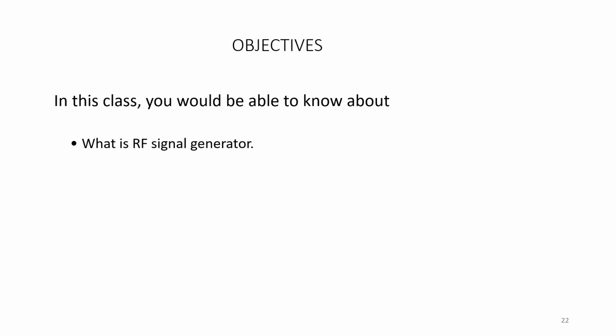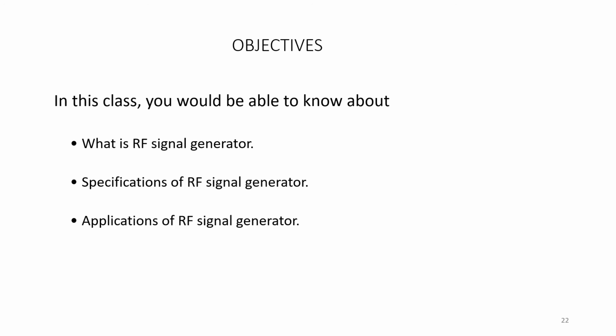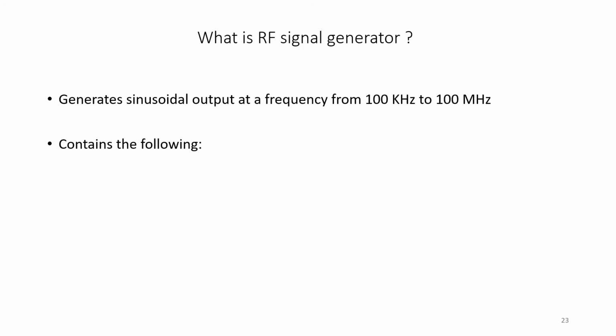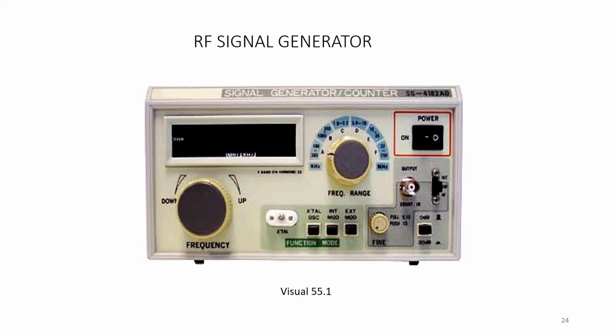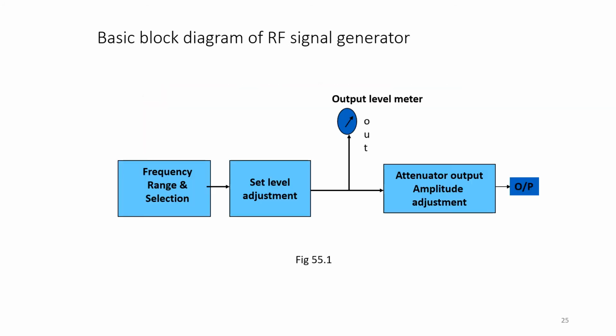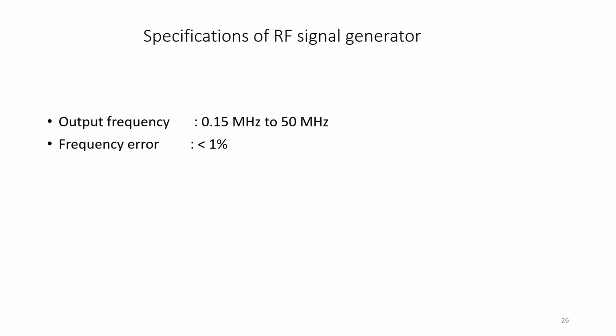Let us see the specifications and applications. Signal generators output a frequency from 100 kilohertz to 100 megahertz, and contain an RF oscillator, amplifier, calibrated attenuator, and output level meter. This is the block diagram.